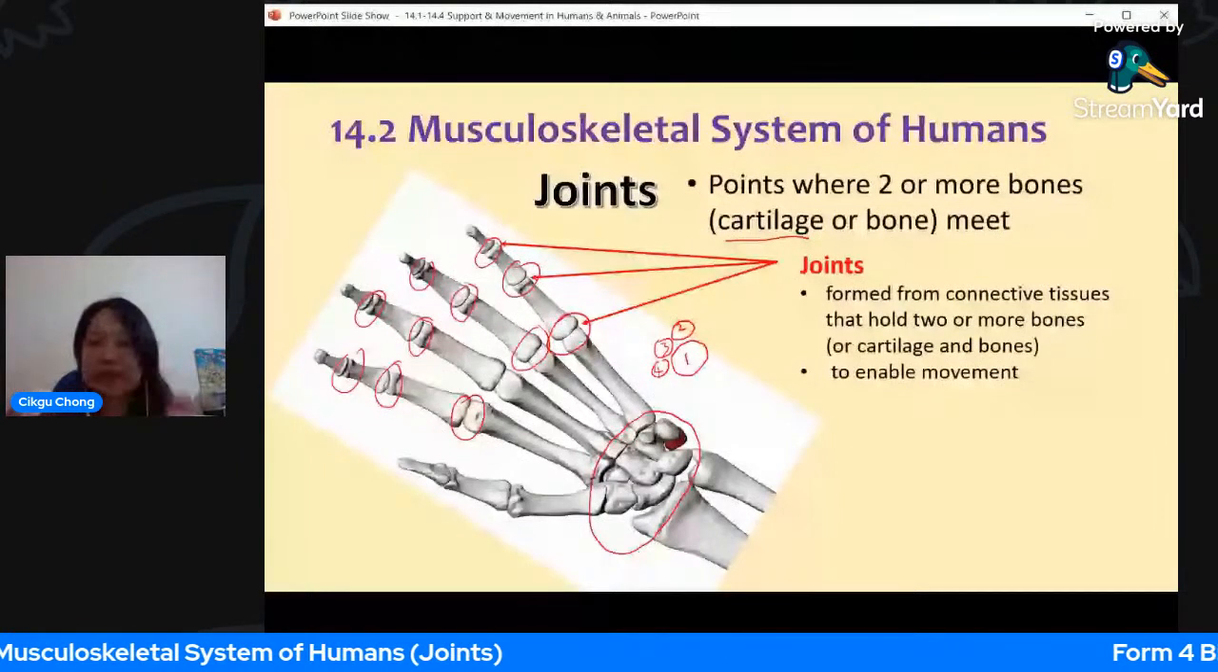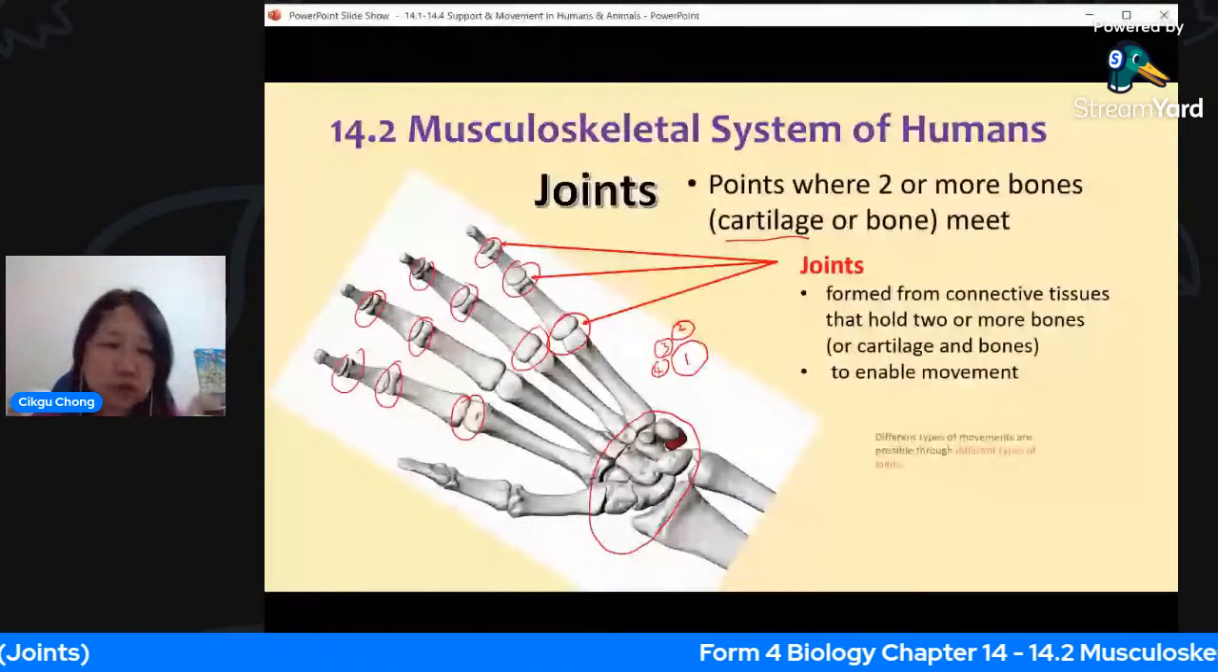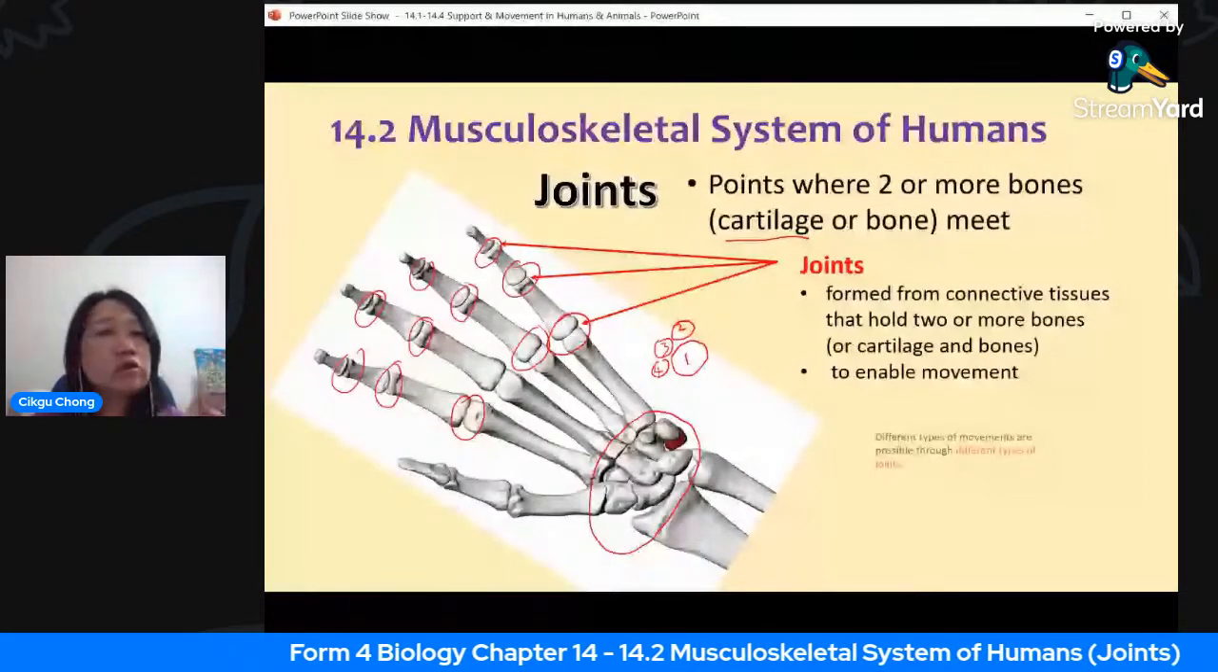Now there are different types of movements because there are different types of joints. So today we're going to look at different types of joints. The joints are not only one type, there are a few types.